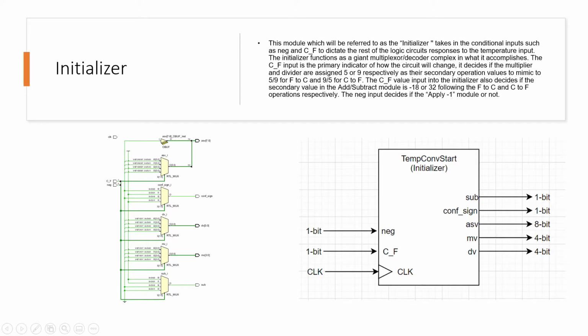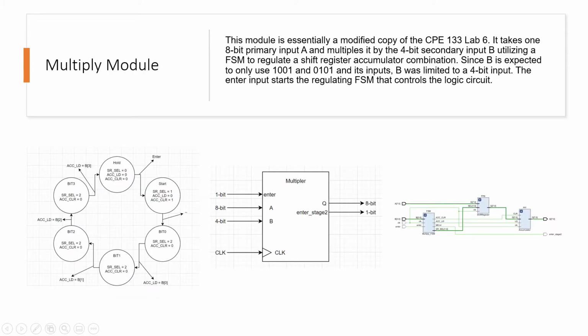Following this method, you can actively decide which value goes where for the multiply, divide, and add subtract modules. The neg input is then simply used to confirm whether or not the pos to neg module has to be applied, in order to apply a times -1 so that the add subtract module calculates the correct value. Now we cover the multiply module.